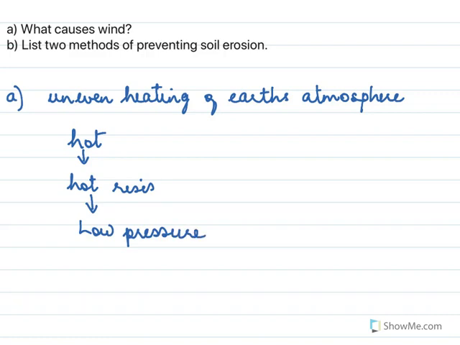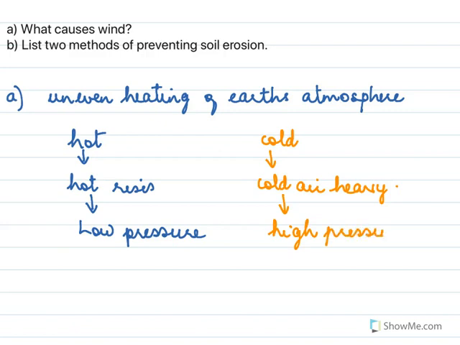And if in another area it is cold, and cold air is heavy, it settles down, and because it settles down, there is high pressure. Due to this difference in pressure, air now moves from high pressure to low pressure, causing winds. So the uneven heating of the Earth's atmosphere is the main cause of movement of air, that is wind.